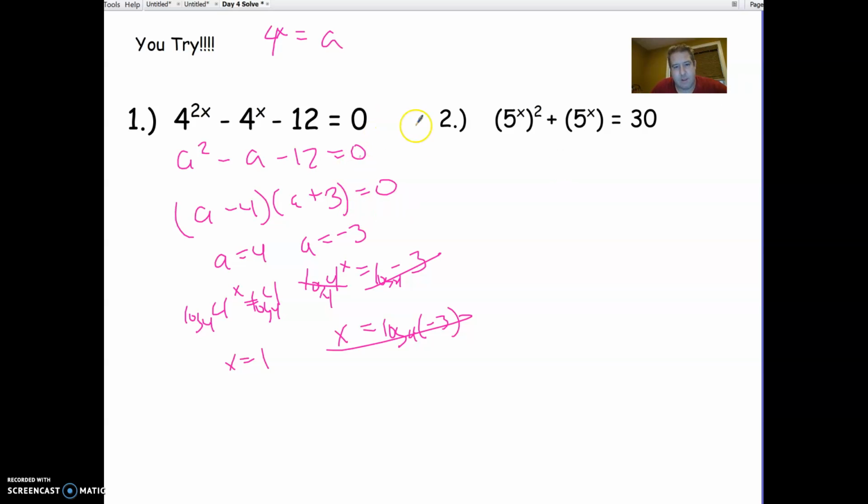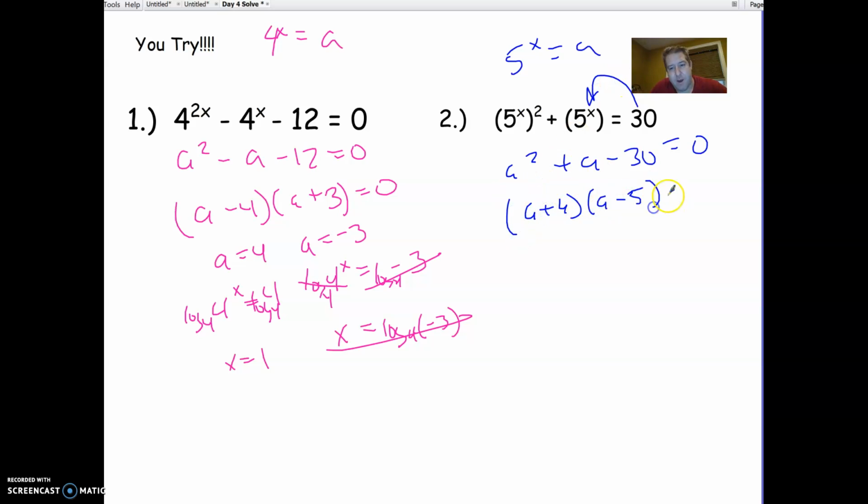All right, last one. So I'm going to change 5 to the x equals a. So that becomes a squared plus a minus 30 equals 0. I moved the 30 to the other side. So that's a plus 6 times a minus 5 equals 0. So that means a can be negative 6, a can be 5, and I plug back in 5 to the x equals negative 6. Log base 5 of both sides, x is log base 5 of negative 6 is extraneous.